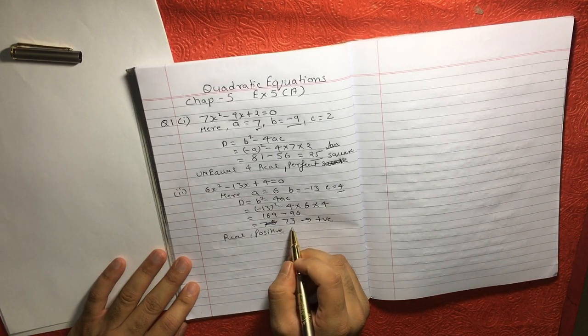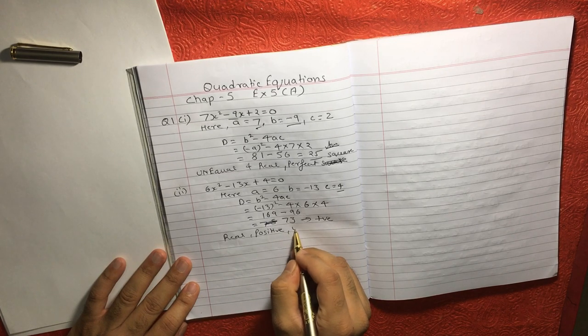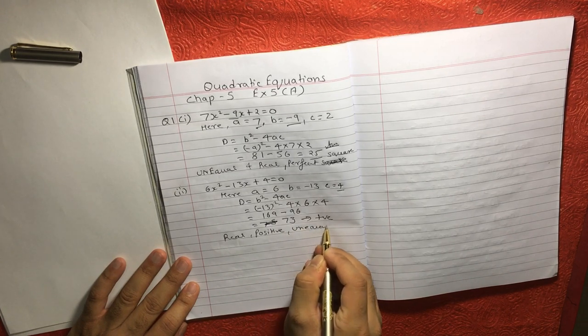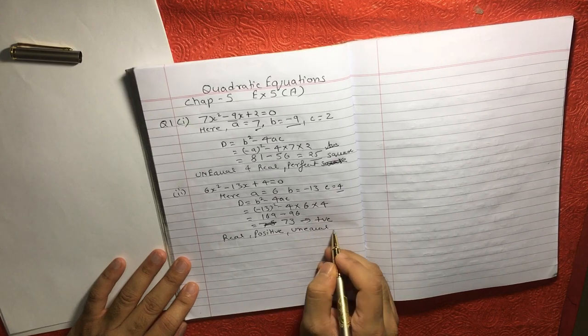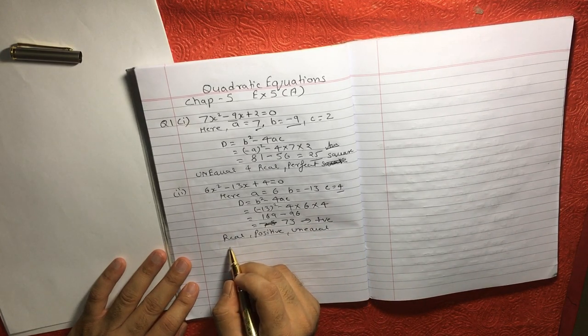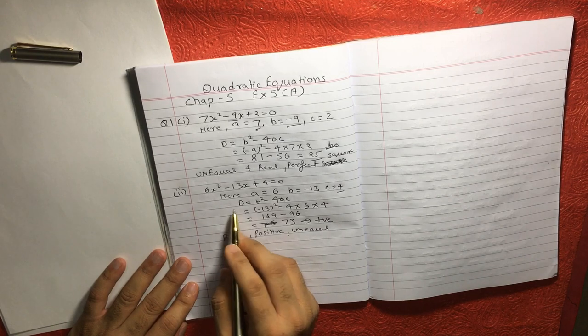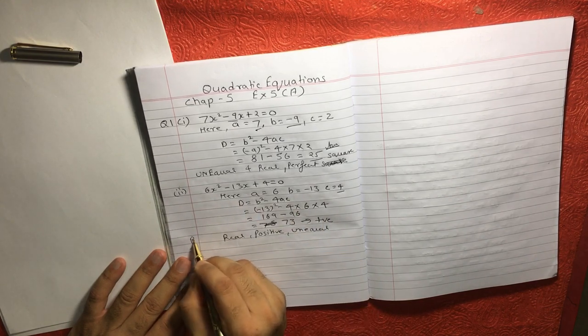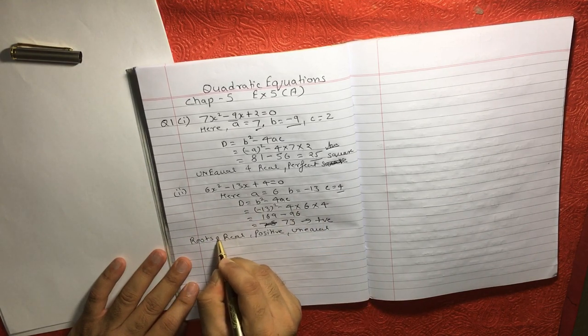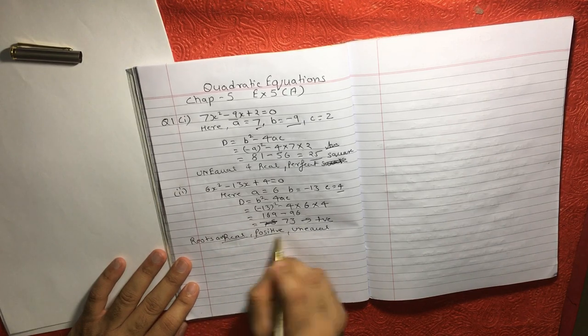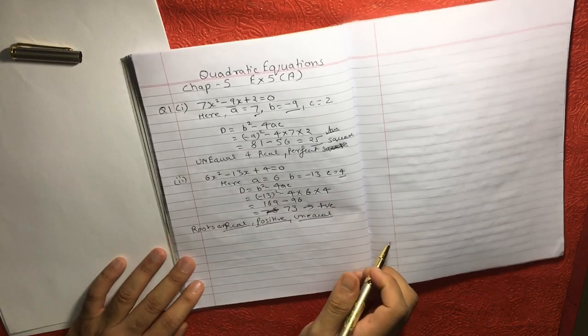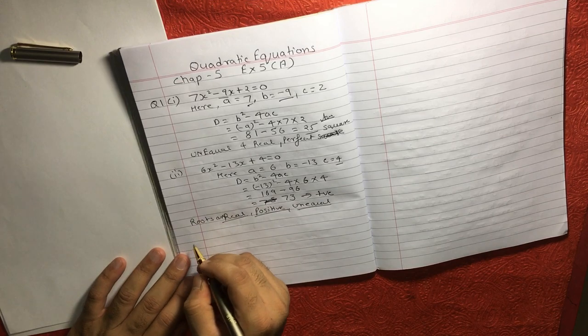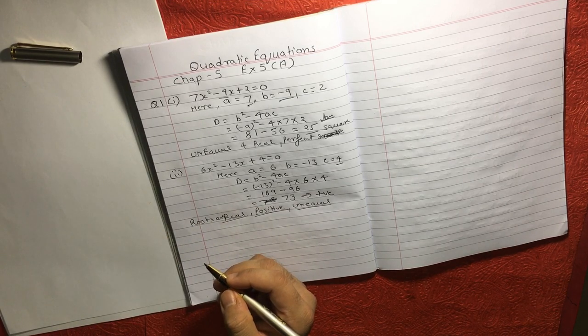And this is not a perfect square of any number. So that's one, so we cannot write. And of course this is unequal. Right? So the property of this equation is roots are real, positive and unequal. Right? So this is about the second part of question number 1.